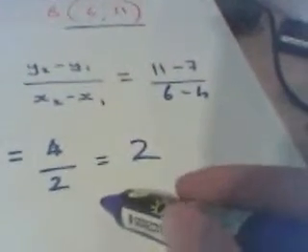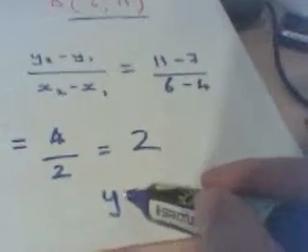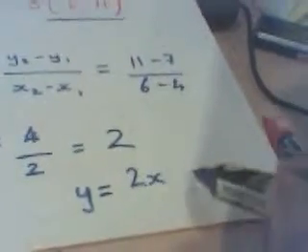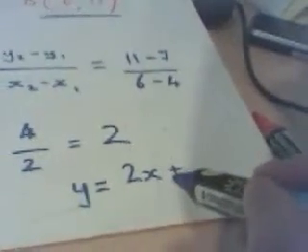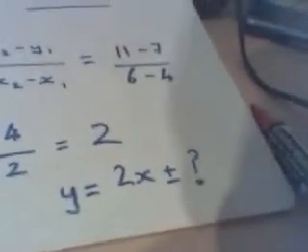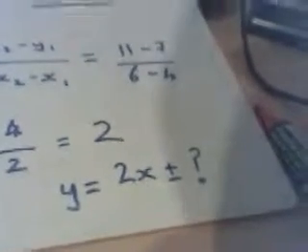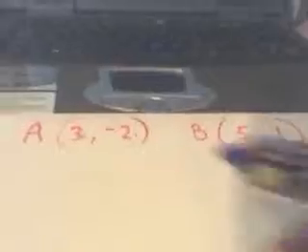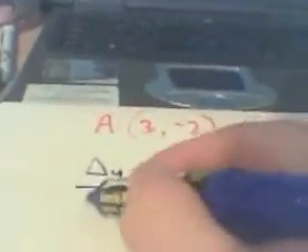Therefore, the equation of that line would look something like y equals 2x plus or minus some mystery number. At this point we don't know what it is, but we could work it out in the next video. So second one, don't forget we're looking at change in y over change in x.